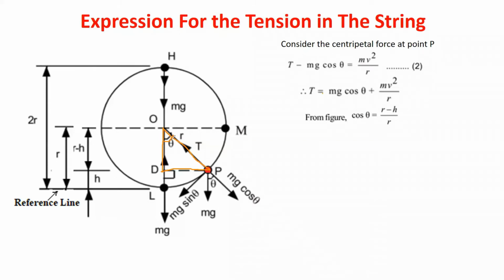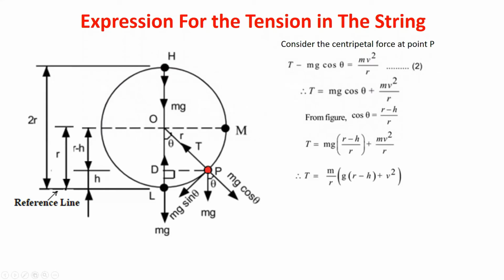This is theta. What is cos theta? It is adjacent side upon hypotenuse. So the adjacent side is r minus h, and this is r. So cos theta will be r minus h upon r. Okay. So substituting this value in equation 2, we get T is equal to mg times bracket r minus h upon r plus mv square by r.